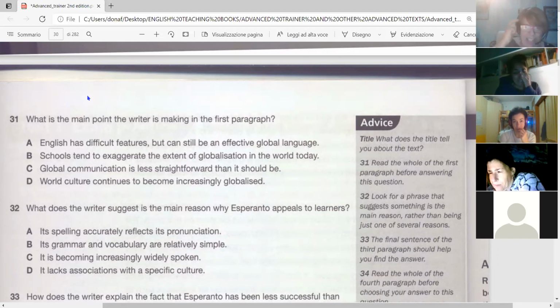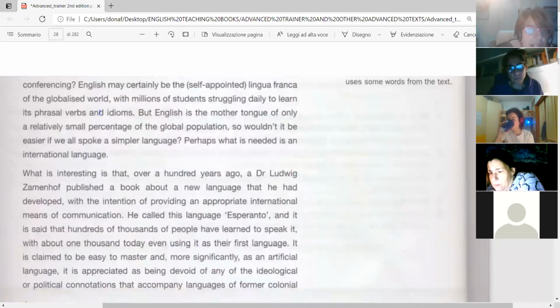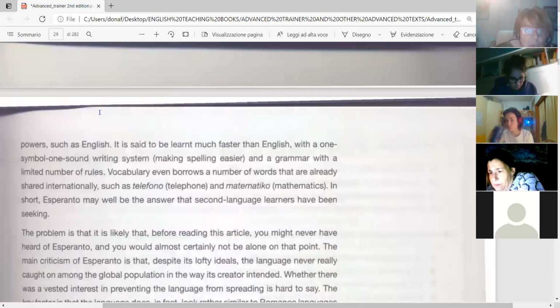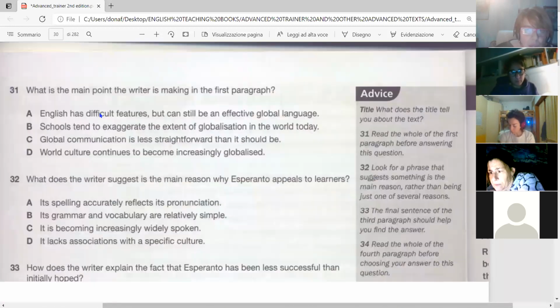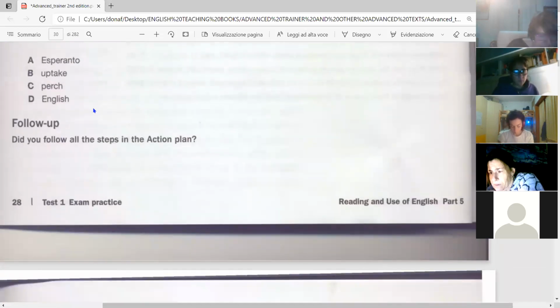Okay, let me write it. Today is the 10th. So advance exercises are page 26, from page 26 to page 28.